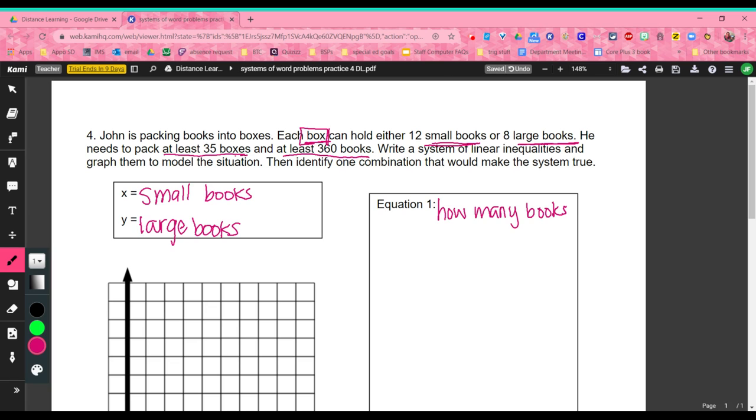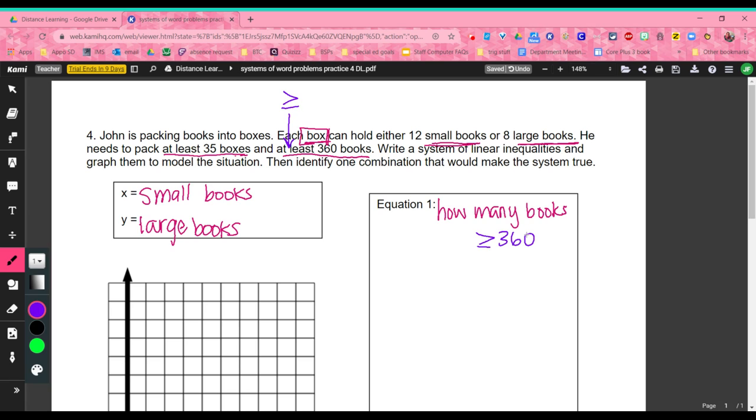So when I write my first equation for how many books, I need to figure out how many small books, how many large books, and how many books in all. I also need to figure out what my keyword is. When I read through this, I see it says he needs to pack at least 35 boxes and at least 360 books. What is the keyword that I see? It says at least 360. Remember that at least is greater than or equal to. So I know that my equation is going to have greater than or equal to 360.